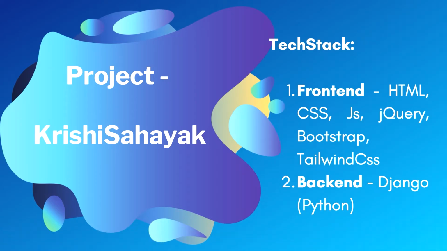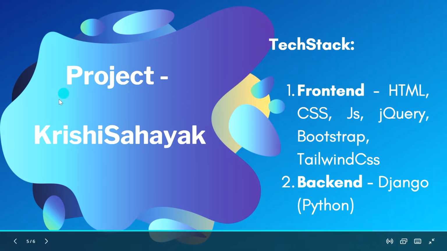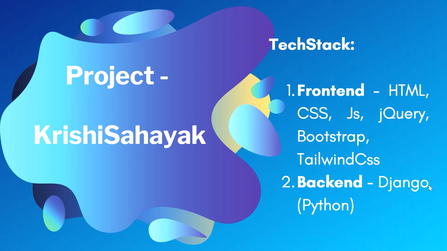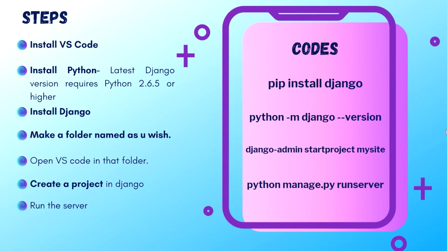Now today we are going to learn how to build the Django project, and we'll be working on a project named Krishi Sahayak, which is already built by me, and I'll be explaining how I have built the project. The tech stack involved in this project in the front end is HTML, CSS, JavaScript, jQuery, Bootstrap, and Tailwind CSS, and the backend contains Django, which is mainly Python. So now we will be going through the steps to start off with the project.